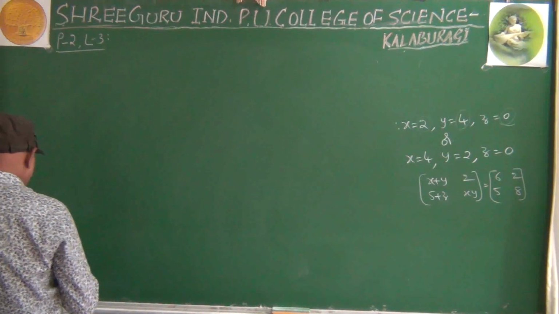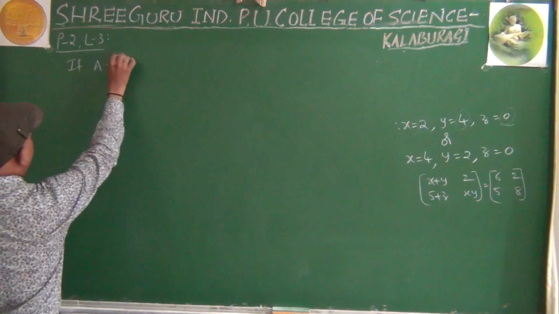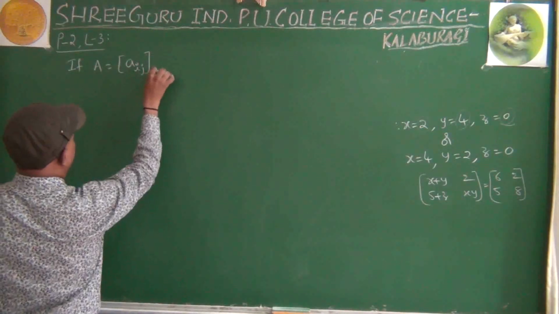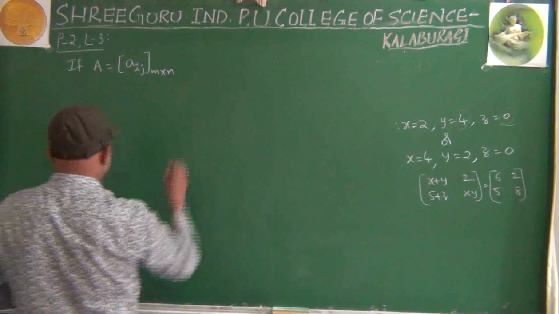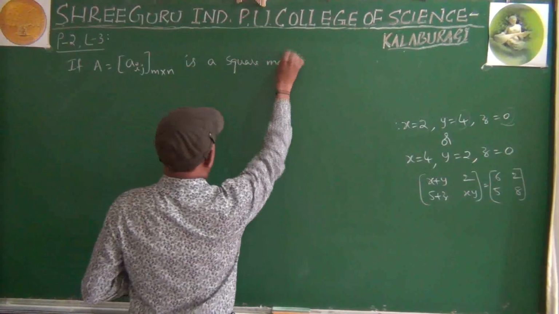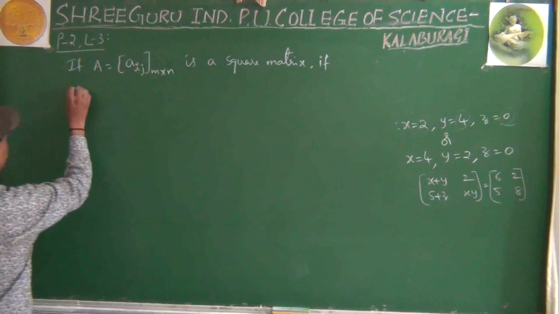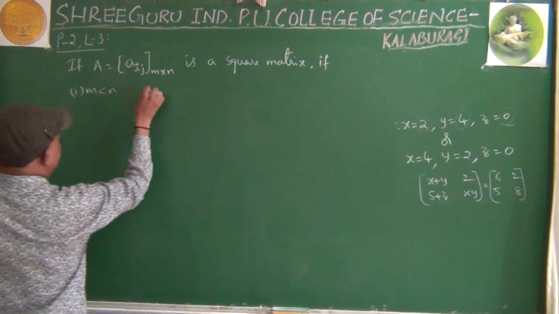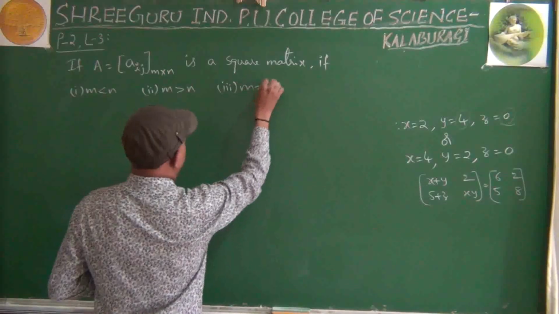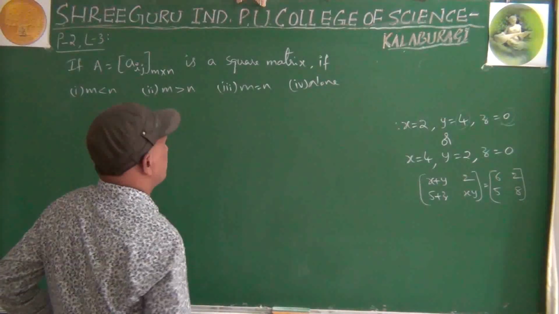Next question. It's an objective question. If capital A equal to Aij, order is m by n, is a square matrix. First option, m less than n. Second option, m greater than n. Third option, m equals n. Fourth option, none. Right? That is the question.